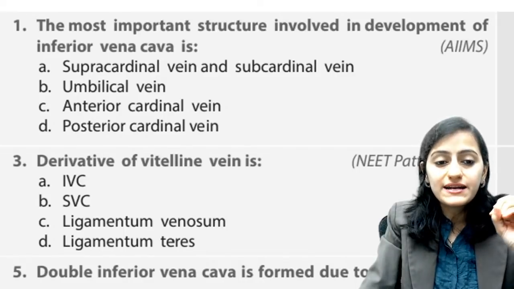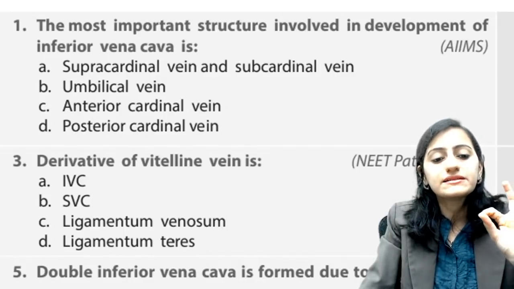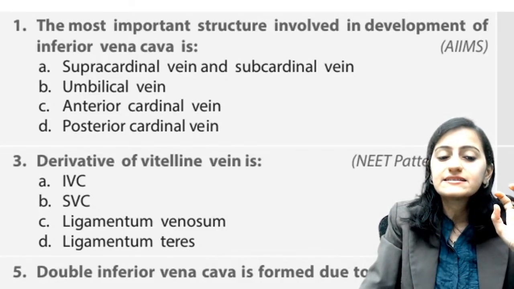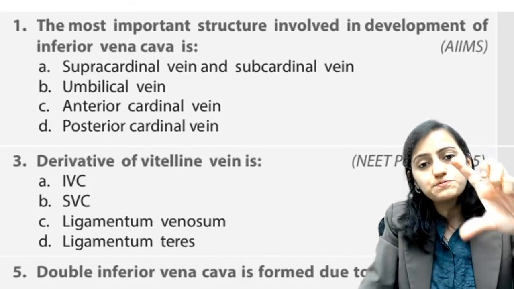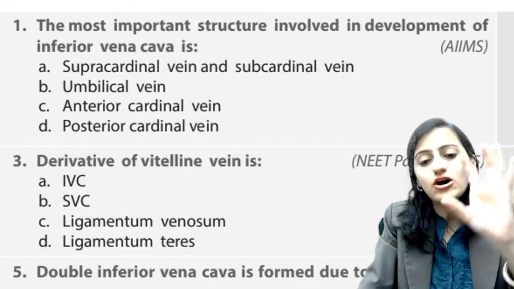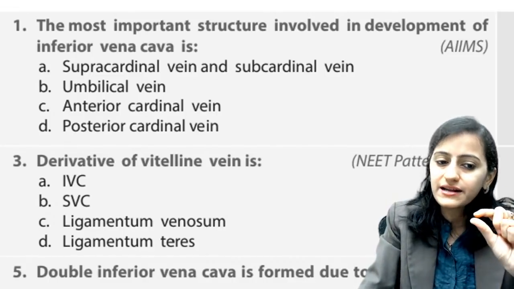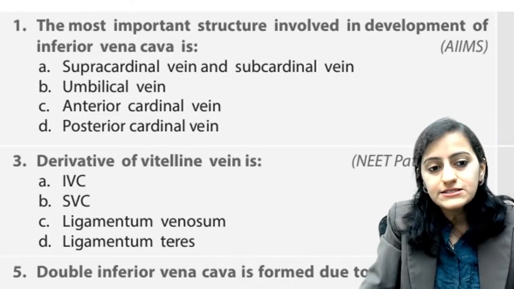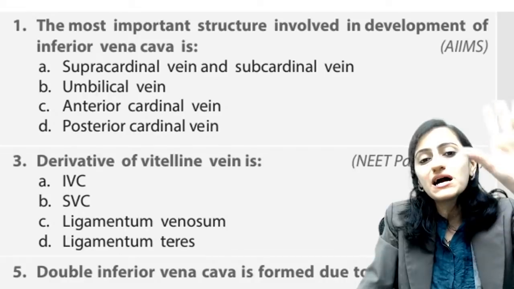Is it the supracardinal, subcardinal? Is it the umbilical, the anterior cardinal or the posterior cardinal? Right? The correct answer here would be A. The supracardinal, subcardinal. They contribute the major part. Posterior cardinal, a short part is contributed, but that's a very small part. So, right, remember the major is supra and sub.